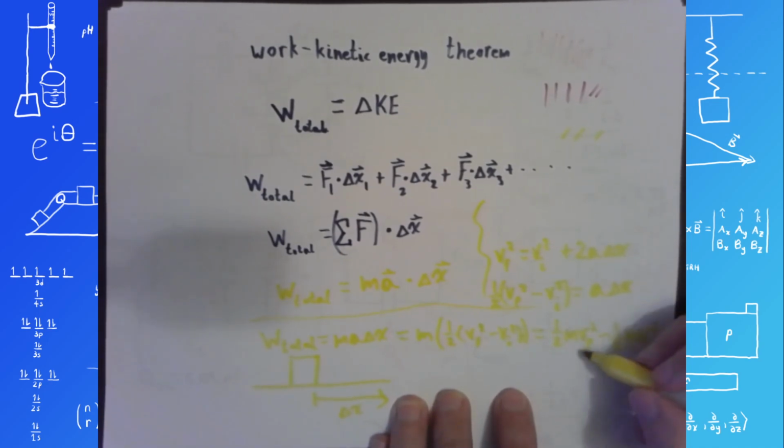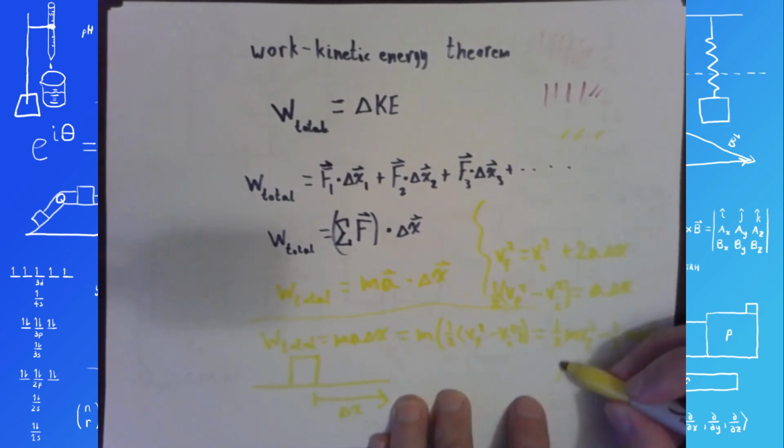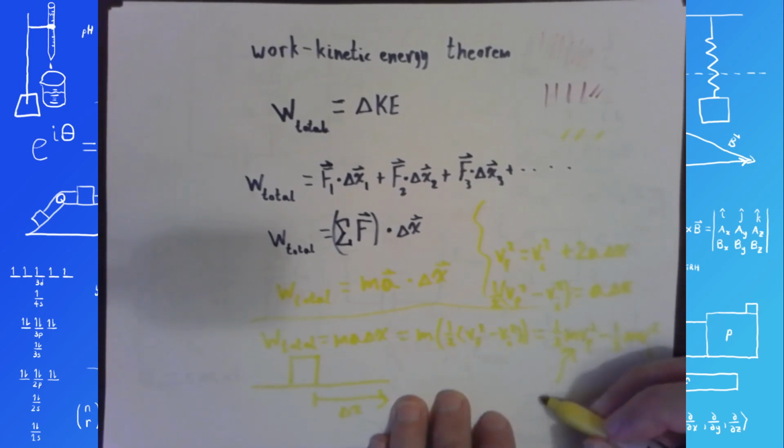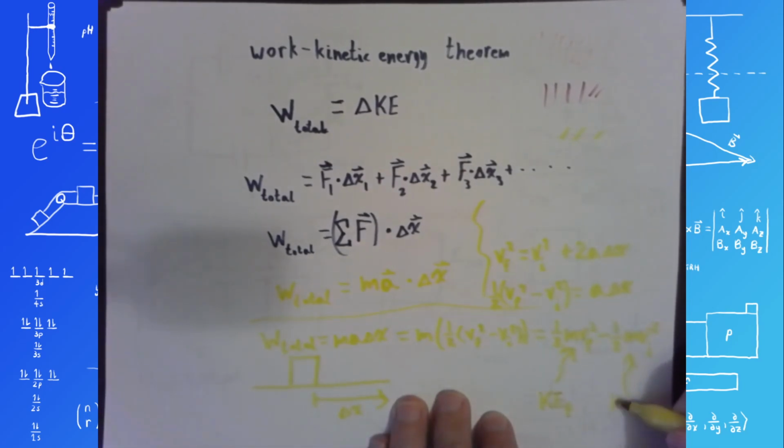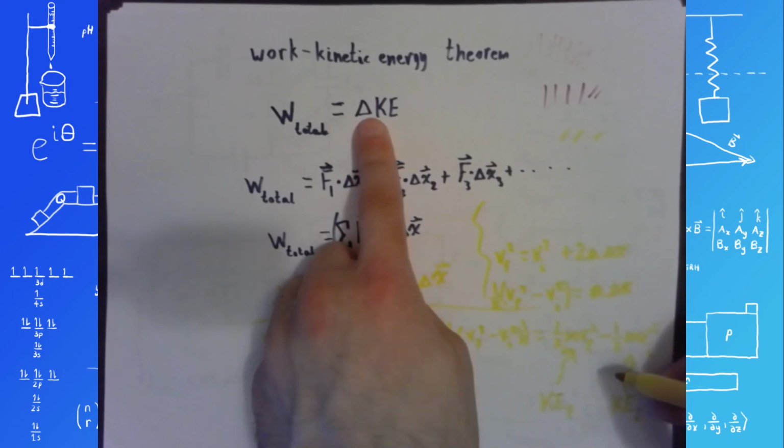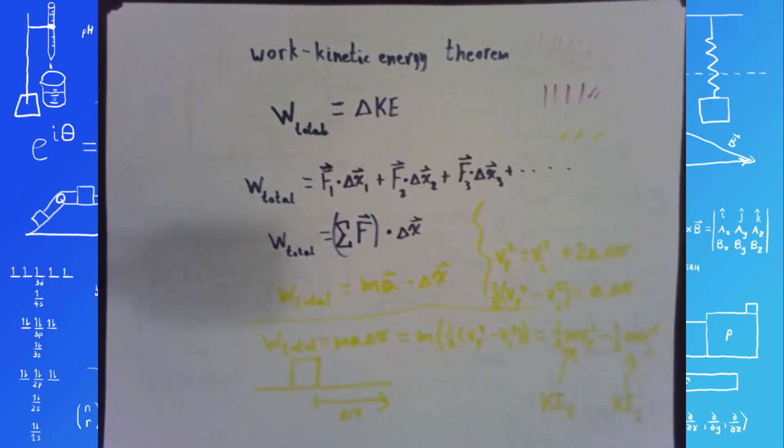1/2 mv final squared, that's the final kinetic energy. And 1/2 mv initial squared is the initial kinetic energy. So if we're doing final kinetic energy minus initial kinetic energy, there you go, that's your change in kinetic energy by definition. So there you go, that's the work kinetic energy theorem. Total work done on an object is equal to the change in that object's kinetic energy.